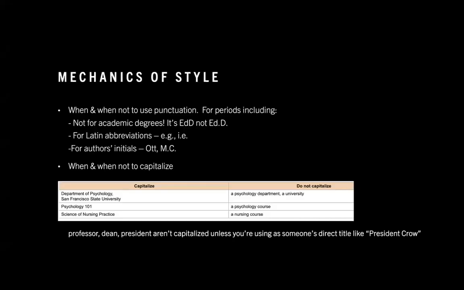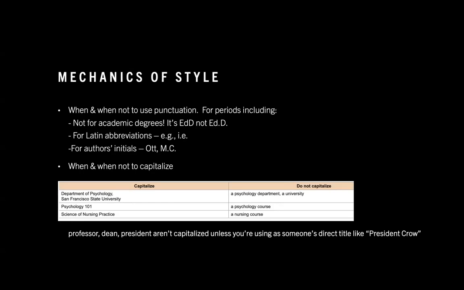Okay, so then Chapter 6 gets at what they call the mechanics of style. Essentially, it's guidelines around punctuation, spelling, capitalization, when to italicize things, when to abbreviate things, how to use numbers, etc. I'm not going to go through all the details, it's a pretty long chapter. They're pretty straightforward. I just want to highlight some considerations that I find graduate students at ASU often don't realize. So, when and when not to use punctuation.